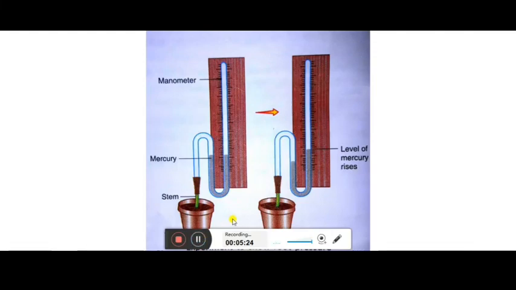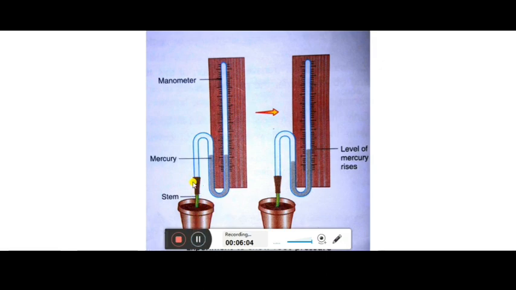Now the next demonstration is to show root pressure in plants. For that purpose, the stem will be cut, and the root will be inside. The nearest portion of the stem will have a glass tube attached. This kind of glass tube has a marking, and inside it there will be mercury. This is known as a manometer, which measures the root pressure.